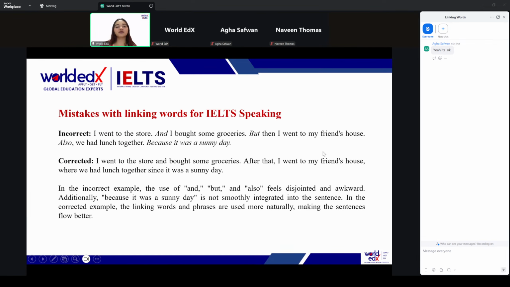The next is mistakes with the linking words for IELTS speaking. Let's just see an example over here. It says that: I went to the store and I bought some groceries, but then I went to my friend's house. Also, we had lunch together because it was a sunny day. Now, this feels very disjointed, and even though this has some English, it is not correct.